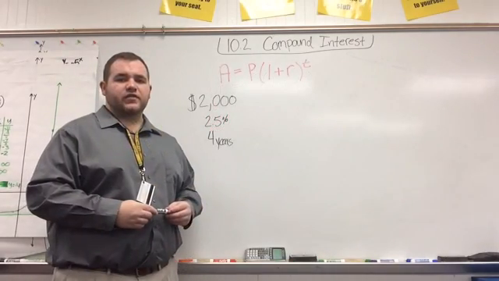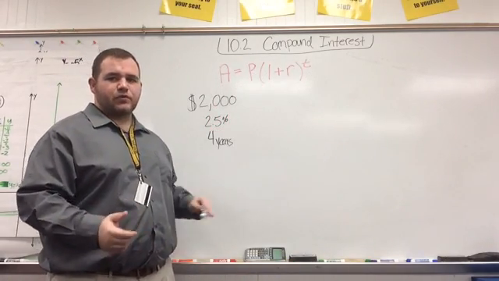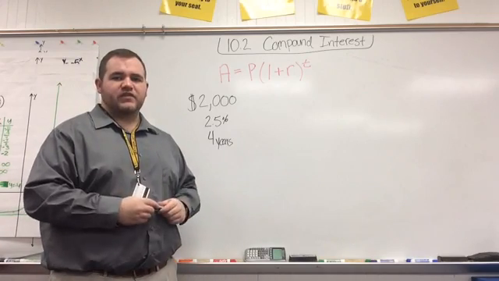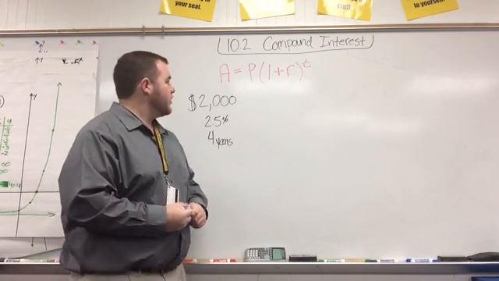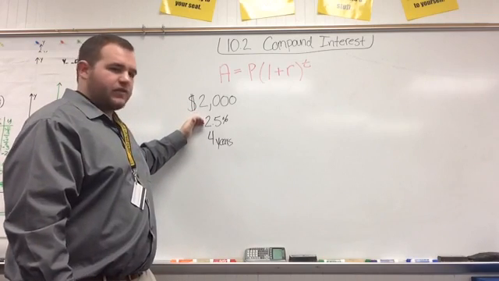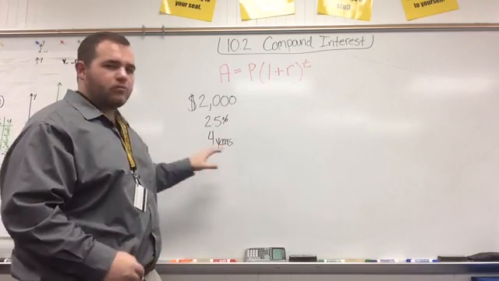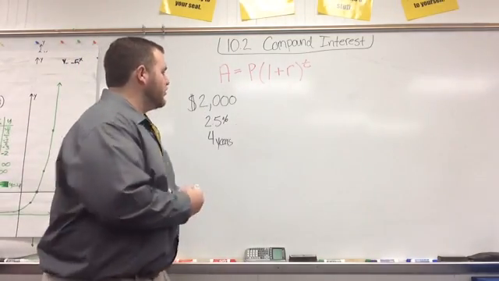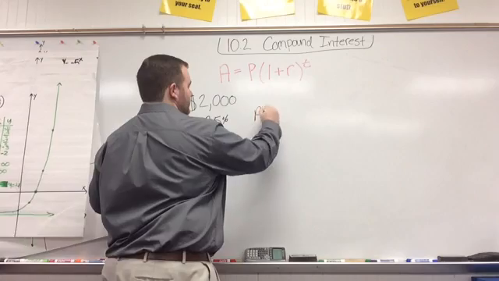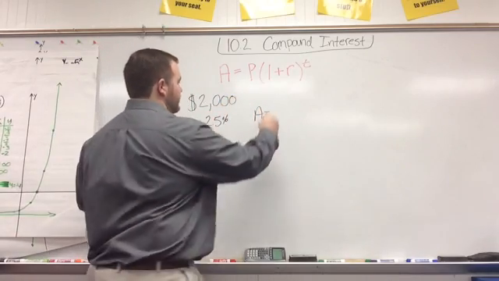So we're going to go ahead and look at this first example. Throughout this video, we're going to do the same problems that we did with simple interest so that you can kind of flip back and forth and see the differences between the two. So here we have $2,000 that we invested at a 2.5% interest rate over a 4-year period of time. So just like before, we're going to plug it into our formula. So we have A equals the total amount. The principal is going to be how much money? $2,000.